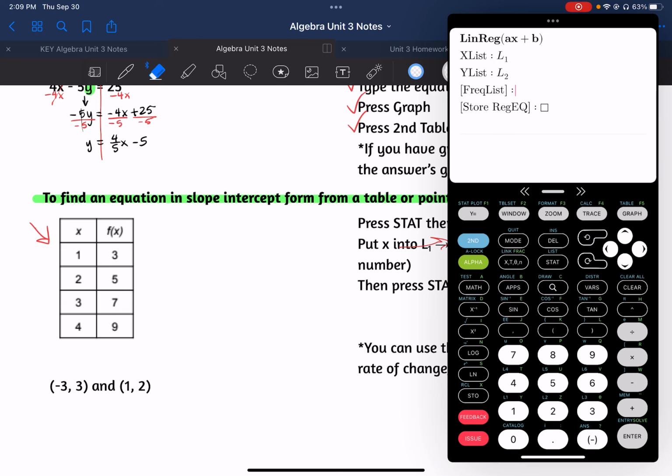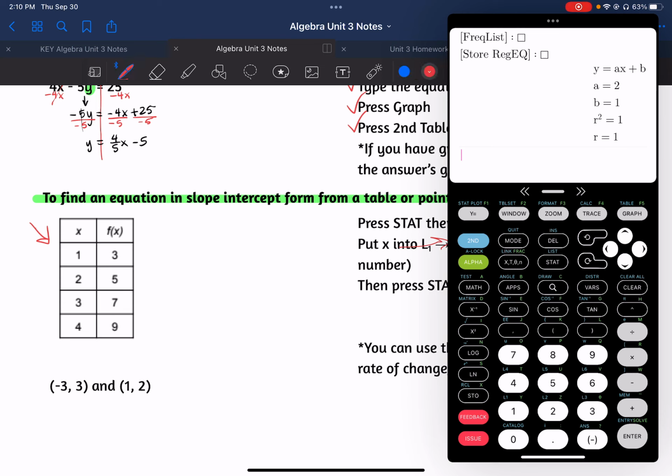So scroll down all the way with your little cursor to hit calculate. Keep going all the way, and then hit enter, right? All right, so you should have this equation. You should have this equation. So let's go ahead and write the equation that we've been given.